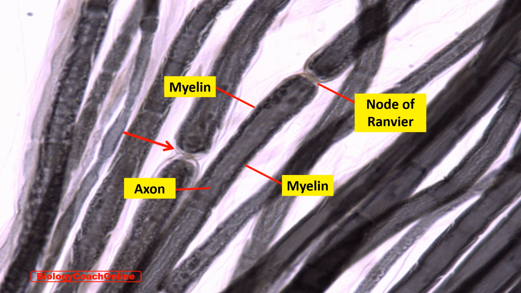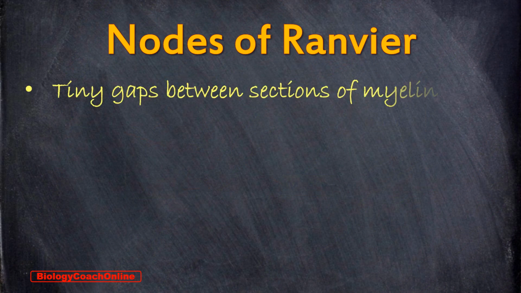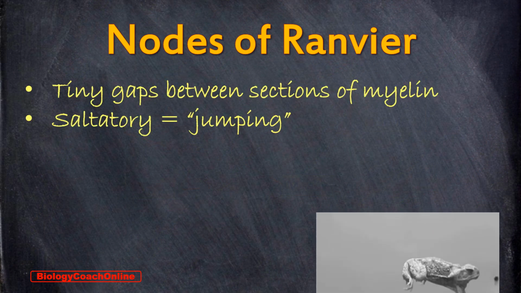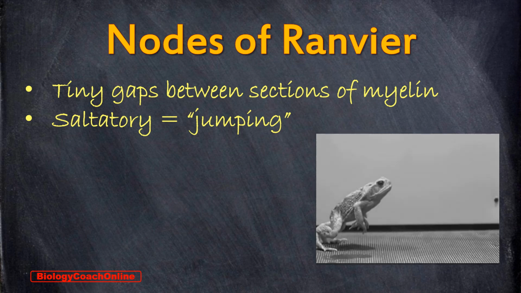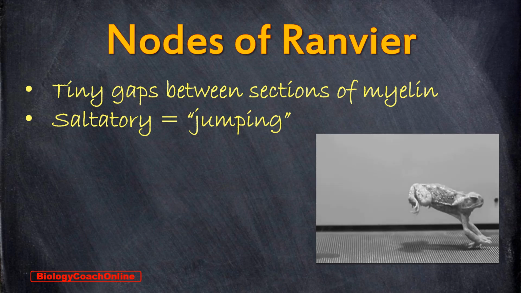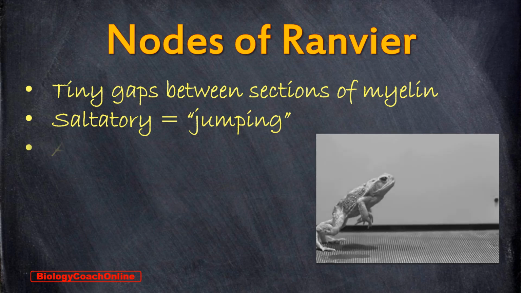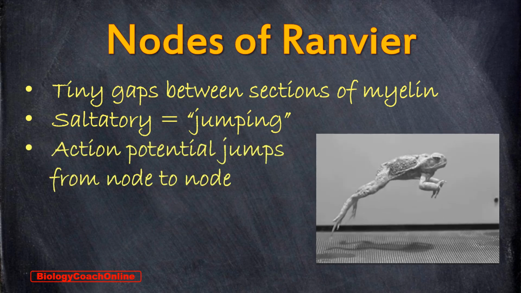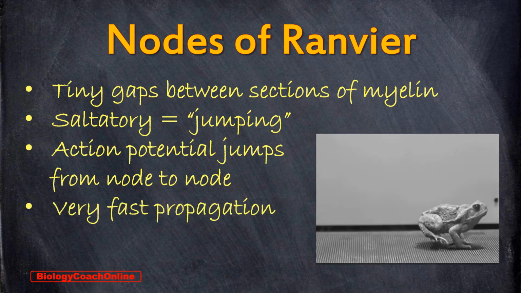Now myelin forms in segments, leaving tiny gaps or nodes of exposed axon between them. These nodes of Ranvier allow for the saltatory propagation of the action potential. Now saltatory simply refers to jumping, like a frog, movement of the action potential as it moves down the axon. So the action potential is able to very quickly jump from node to node, and in this way travel much faster than it could without the nodes.